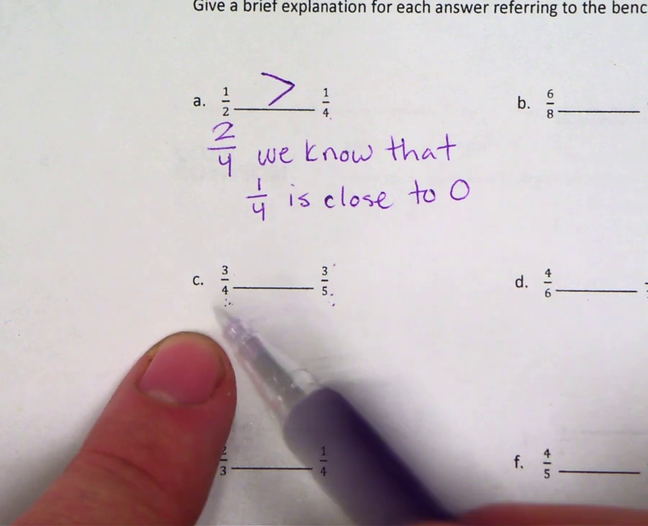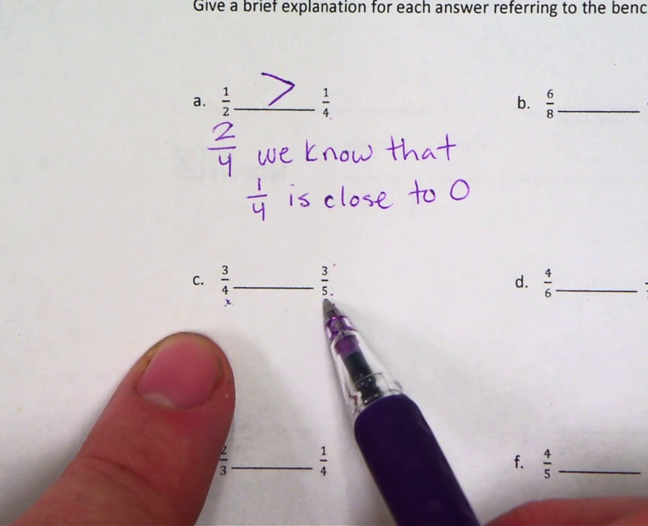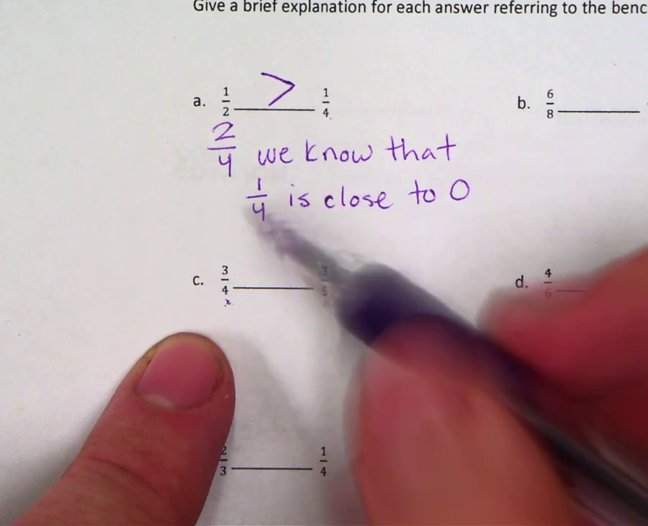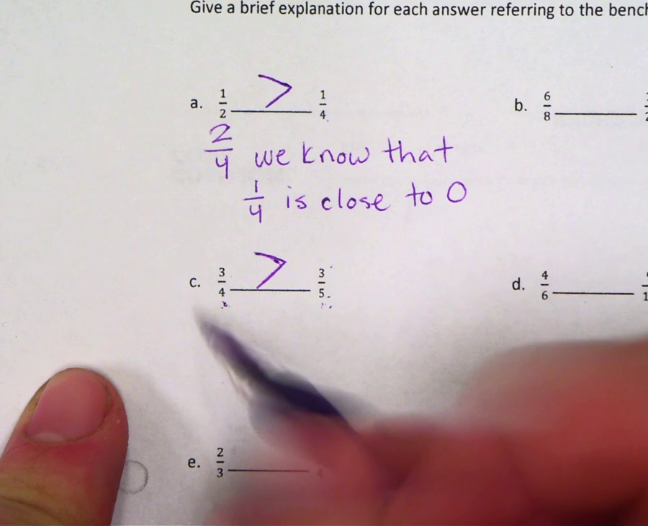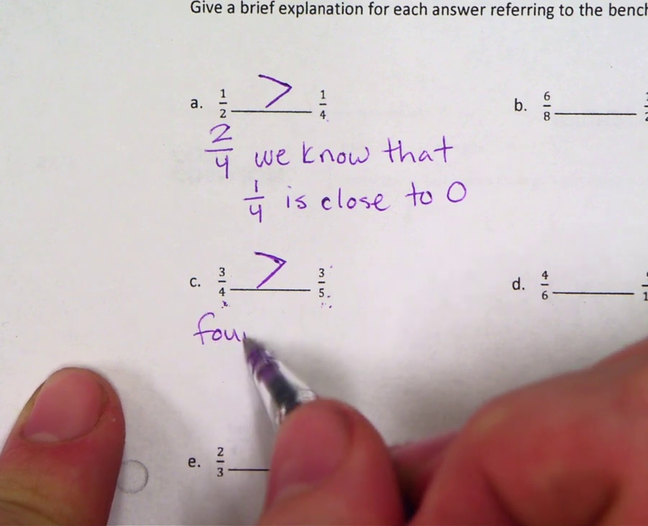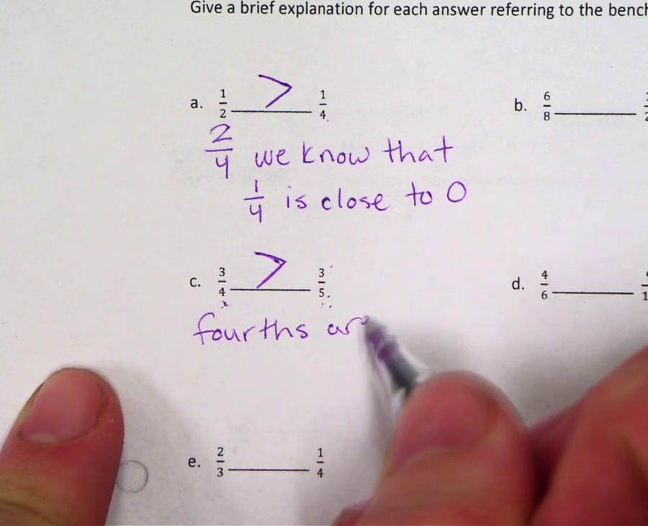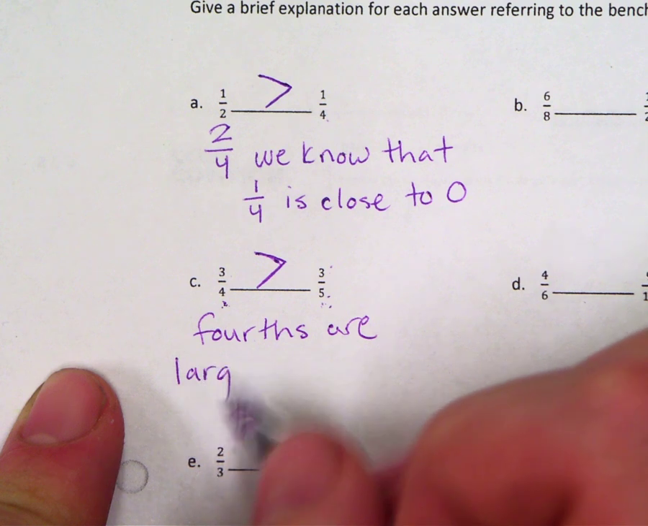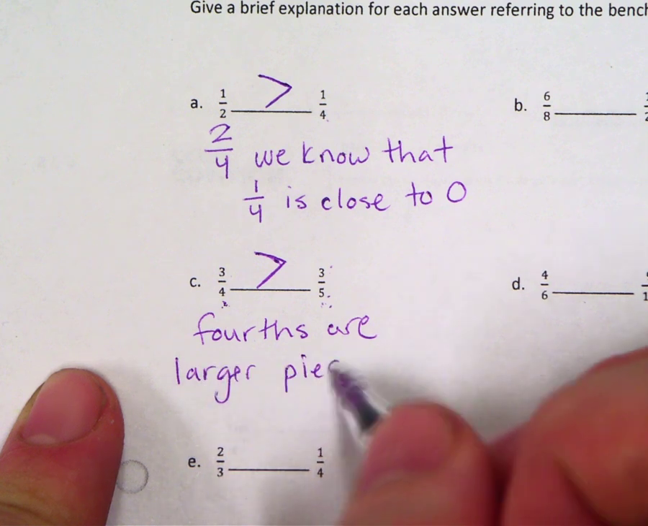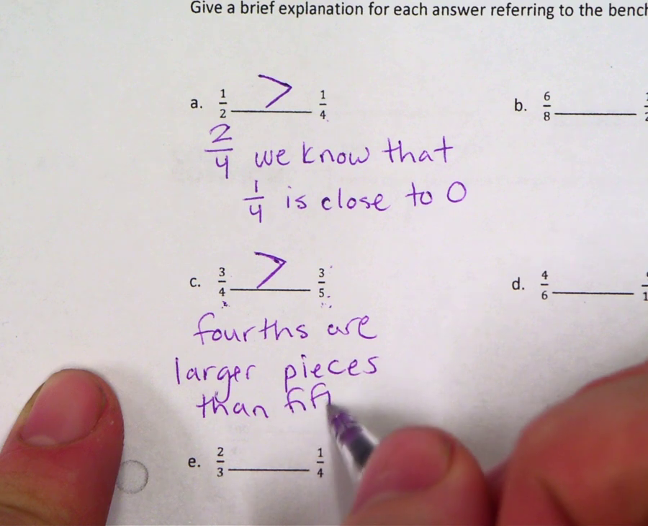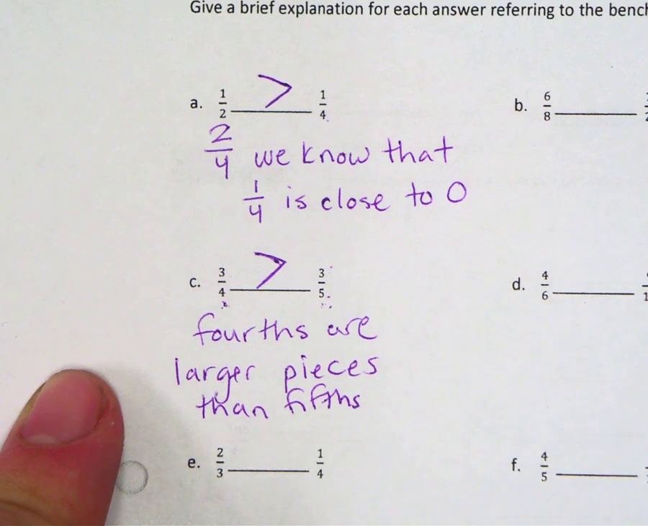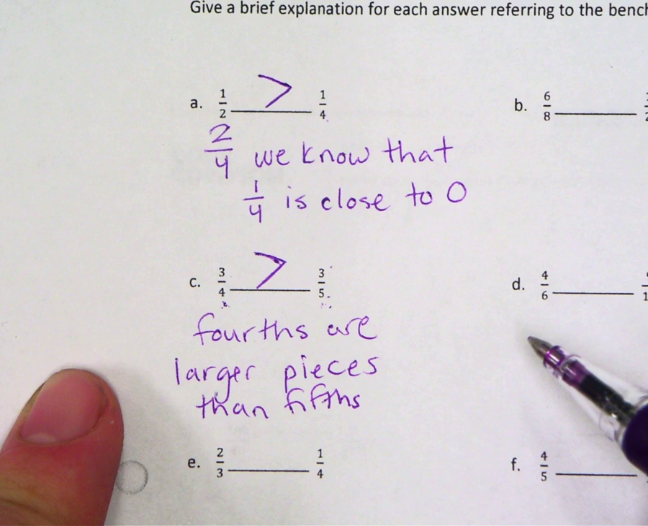Well, we know that fourths are bigger than fifths. So if I have 3/4, that is going to be greater than 3/5, because fourths are larger pieces than fifths. Okay, and it just continues on with them thinking about the rest of these.